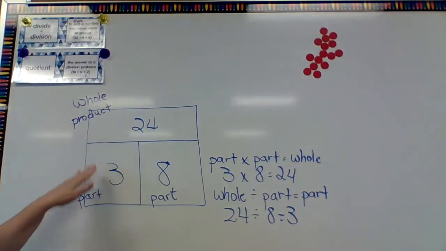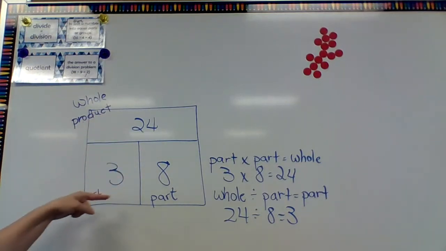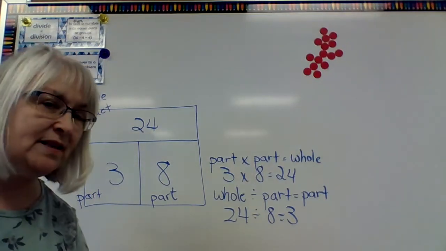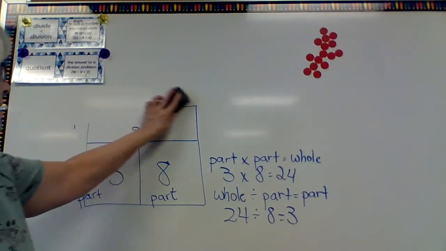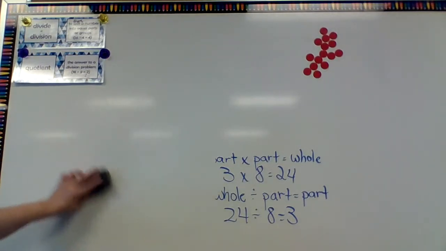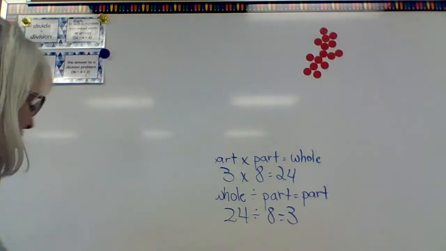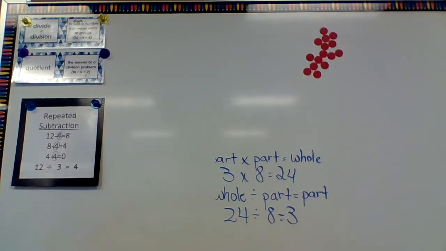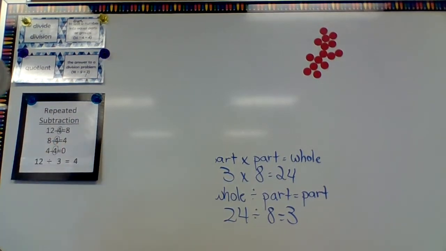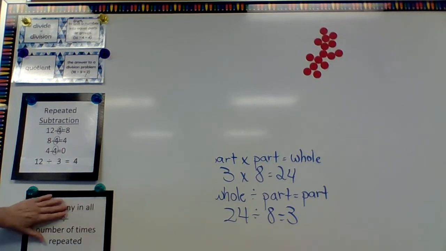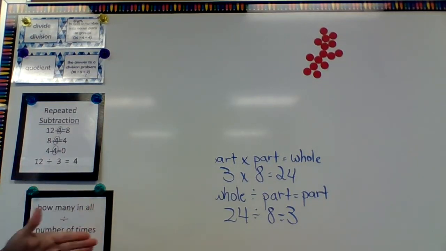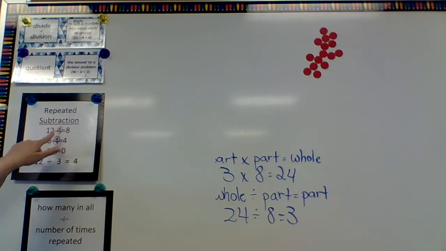So we can use a part-part whole chart to do multiplication and division the same way we did with addition and subtraction. We're going to be talking today about division. Our lesson today is going to be repeated subtraction. That's going to be a math model for division. Just like we did with addition where we added the same number over and over, this time we're going to start with a whole and subtract the same number over and over.